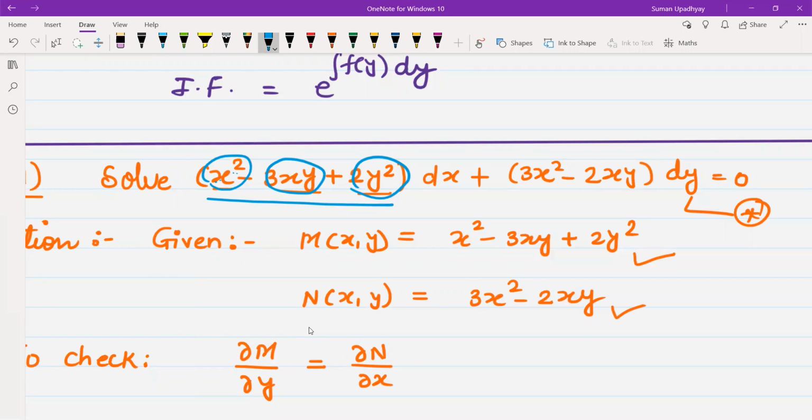Whereas in the second term, there are 2 variables x and y, and they are of degree 1. So 1 plus 1 becomes 2. So this term is also of degree 2, and here the variable y is there only, and its degree is also 2. So each term is of degree 2, therefore it is a homogeneous differential equation. The same thing should happen in N also. So N should also have each term of degree 2. Then it will become a homogeneous differential equation. Now you got it? Yes, ma'am.